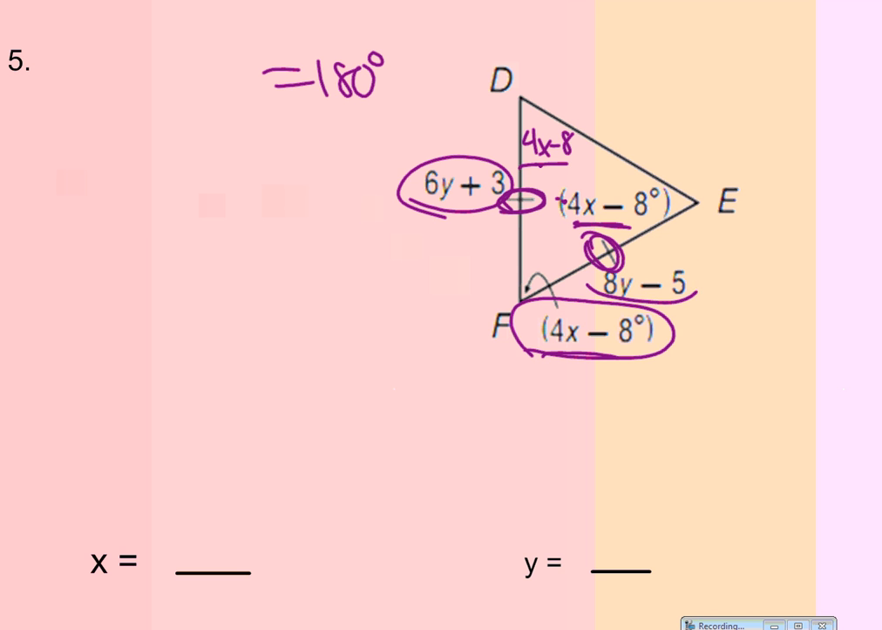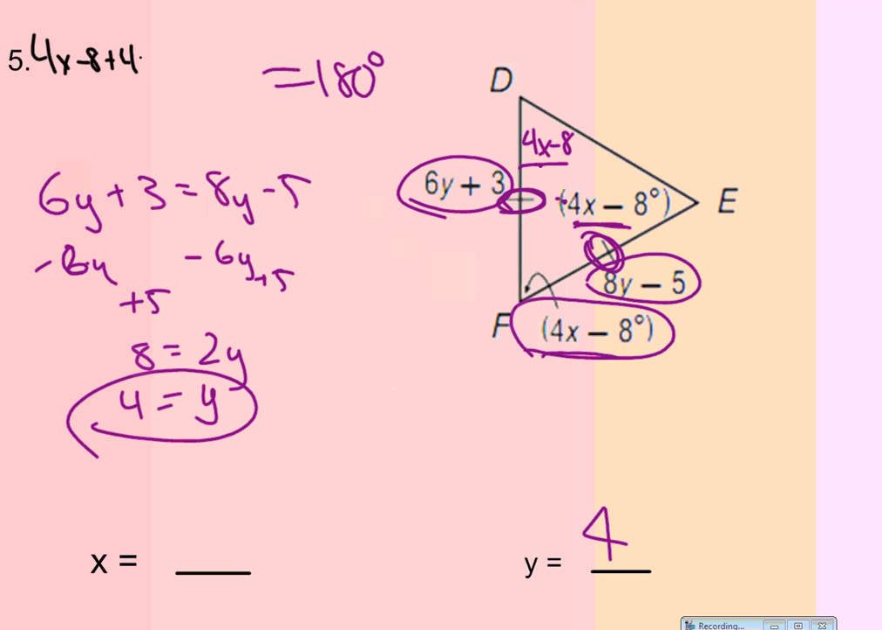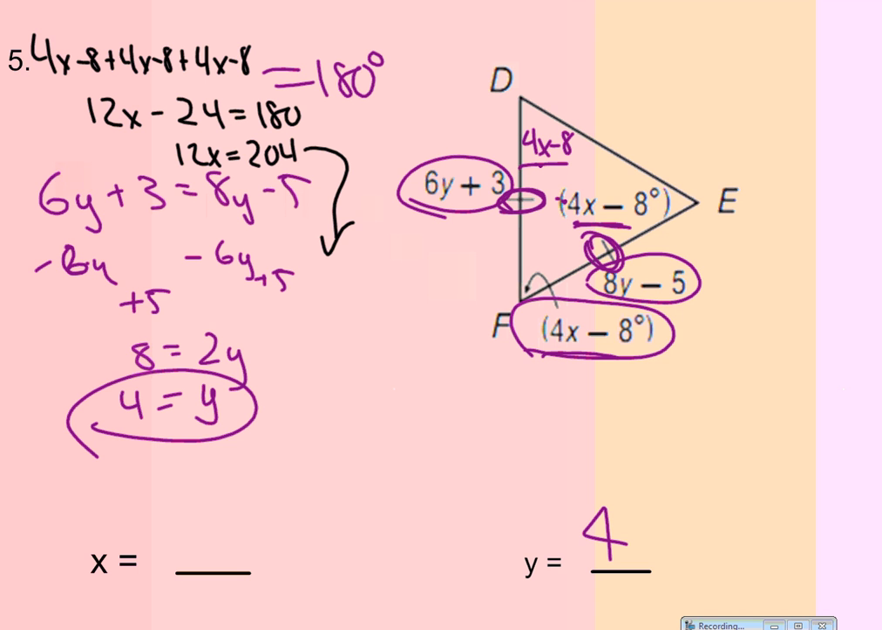So that means this equals this, which would have worked anyway because we already showed that it's going to be isosceles. So subtract 6y, subtract 6y, add 5, add 5. So y is going to equal 4. So x is going to take a little bit more work, but we're going to do it because it's worth the work. 4x minus 8 plus 4x minus 8 plus 4x minus 8 equals 180. So that's 12x minus 24 equals 180. So 12x equals 204. So if I divide 204 by 12, that's going to be 17. So x is going to be 17.